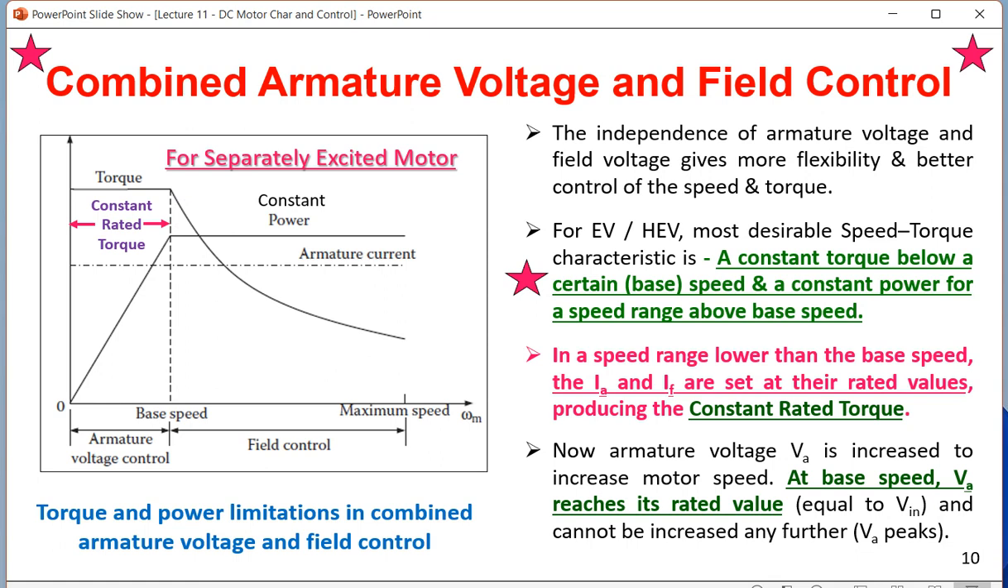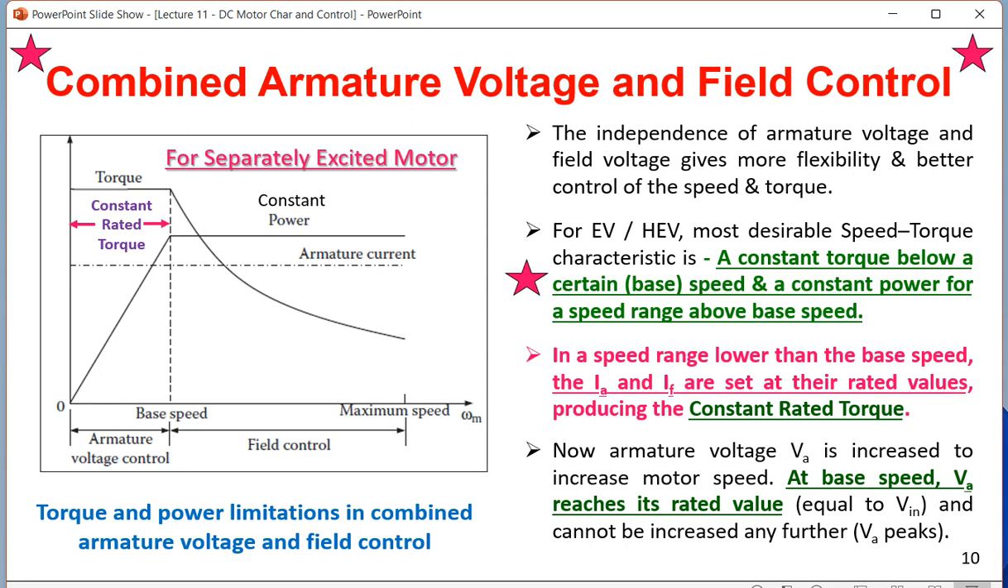So what is the experiment? Once again, initially the armature voltage is less. We have set IA and IF at a set value. Then we continuously increase the VA value so that the torque remains constant. But that also has a limit. Till base speed, even if you increase VA, the torque will remain constant, but VA has a limit. You cannot increase VA after that.